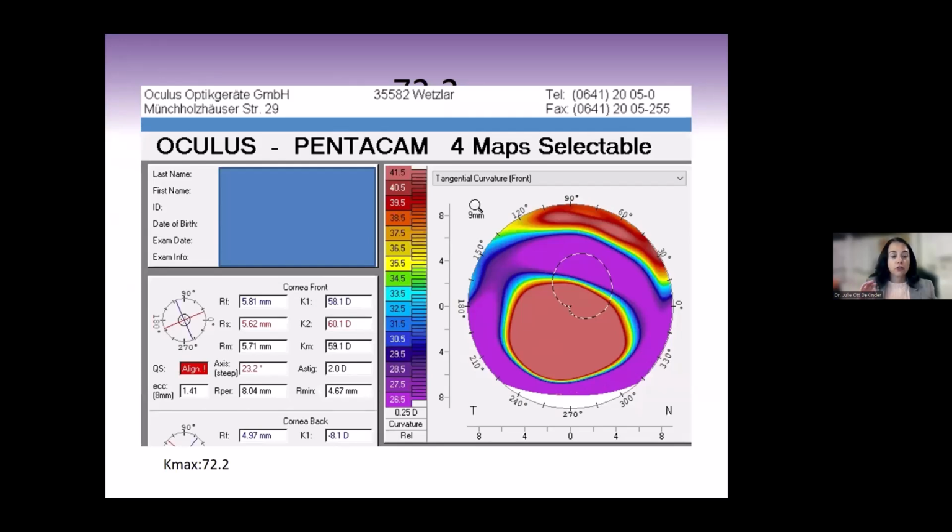Go flatter, feel comfortable, pick that flat lens. If this was a 58, I'd go with a 55 or flatter base curve as my initial lens for this patient. And don't be afraid: if you have touch, you can always go steeper. You're likely not to have touch.